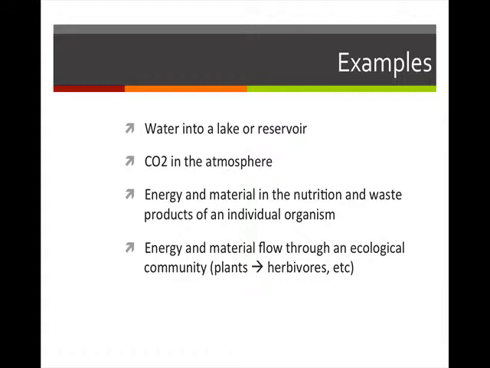We have energy and material in the nutrition and waste products of individual organisms, such as animals that we might study in ecology or our own human nutrition. And we're going to see some examples in the application reading of energy and material flow through ecological communities or through nutrients or through elemental cycles. So we'll be looking at those things. They're a little bit more complicated, but they still rely on the same stock and flow systems approach.